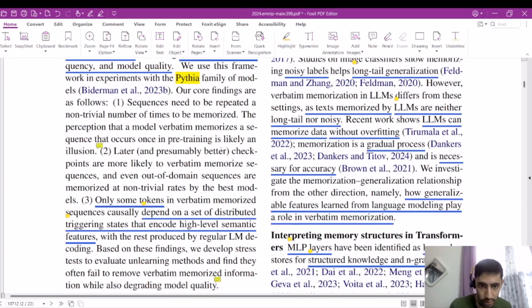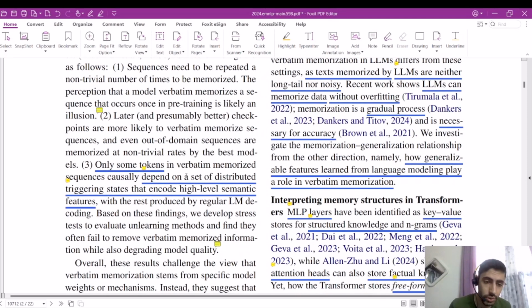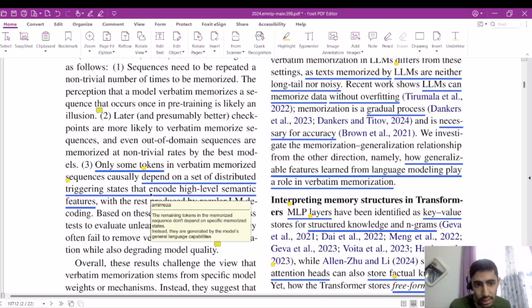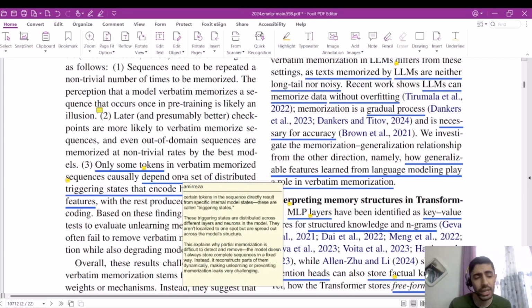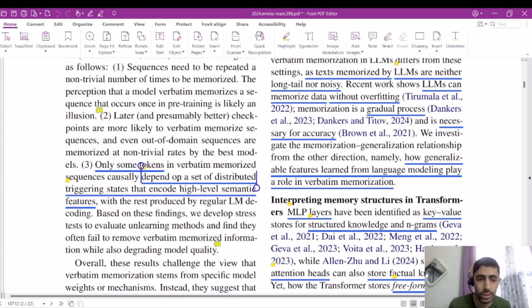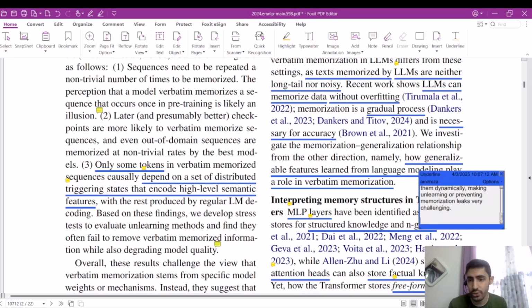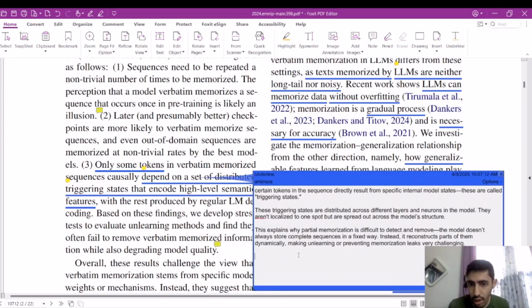So the second one: later checkpoints are more likely to be verbatim memorizing the texts. Only some tokens in a verbatim memorization sequence usually causally depend on a set of distributed triggering states that encode high-level semantic features. That was actually ambiguous for me when I was reading this paper, so I provide lots of comments on this. Let's start with the first comment that I provide.